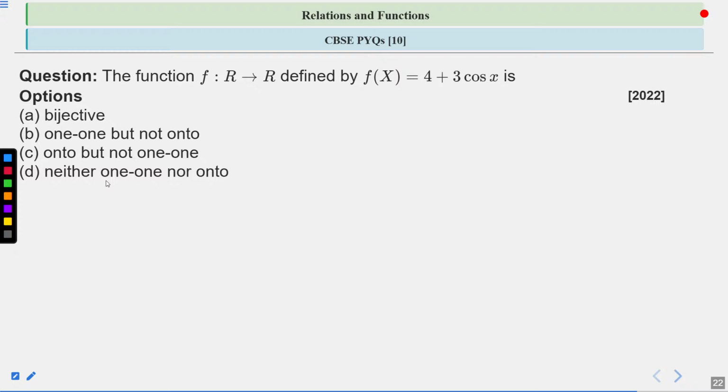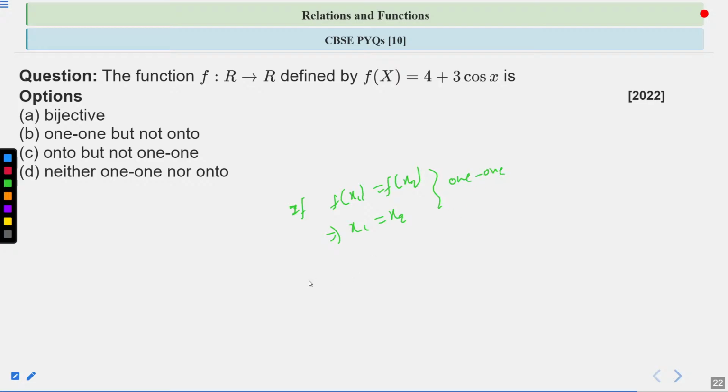Got it? So we know the conditions of one-one and onto. What is the condition of one-one? For each x in the domain of the relation, there must be one and only one image in the range. Analytically, you can write that if f(x1) is equal to f(x2), then this implies x1 should be equal to x2 only. That is for one-one.